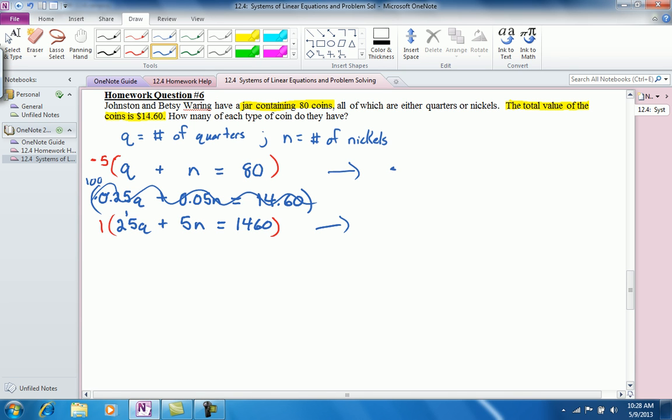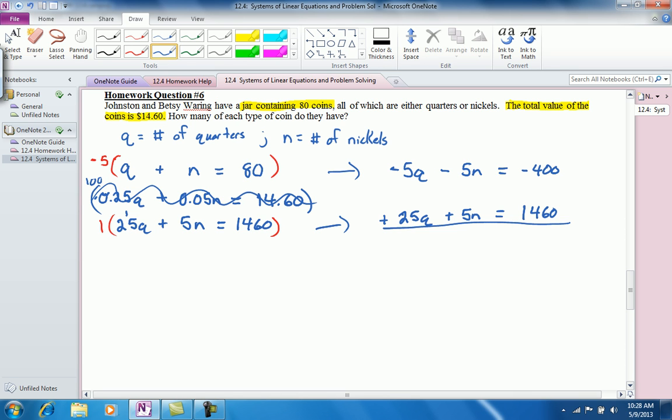So let's distribute -5 times the top equation. That would give me -5Q minus 5N equals -5 times 80, which is -400. Okay, multiplying the second equation by 1 will not change it, so it'll still be 25Q plus 5N equals 1,460. Okay, so I notice my N's are going to eliminate as I wanted. So we'll go ahead and add these two equations.